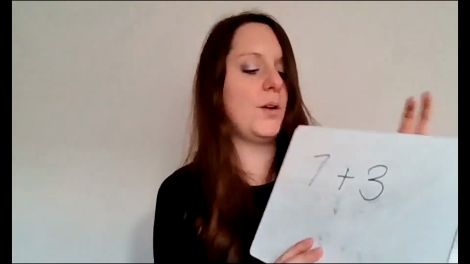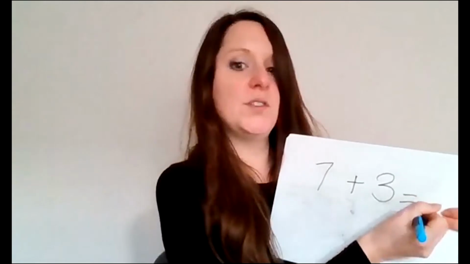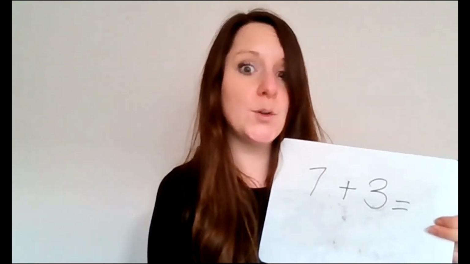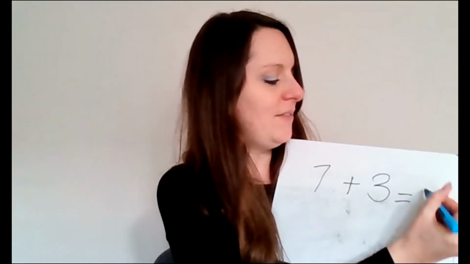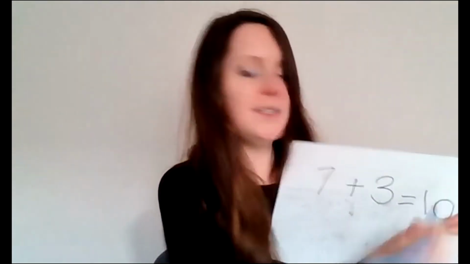And then all together, 7 and 3, the tower of 7 and the tower of 3. And I put it all together was the same as, was equal to, what does it add up to? What's that number bond? Number bond to 10. 7 and 3 is equal to 10.